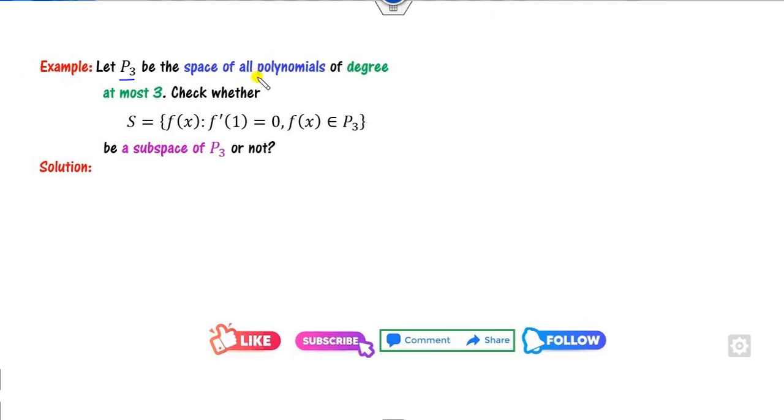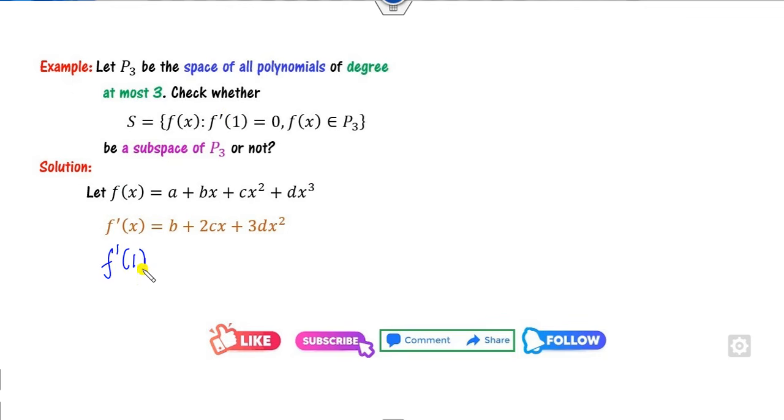Okay, P3 is the polynomial of degree at most 3. Now in this case the degree is given to you. So firstly, can you write the polynomial of degree 3? a plus bx plus c x square and so on. I need to find the derivative. So can you find the derivative? I need the derivative at the point 1 to be 0. So what is the value of this? That will give you b plus 2c plus 3d is equal to 0.